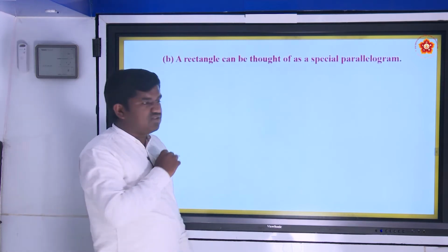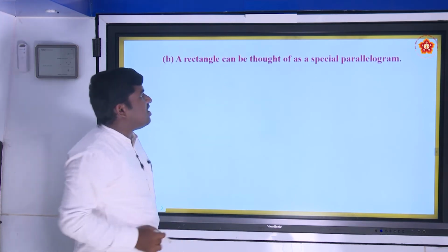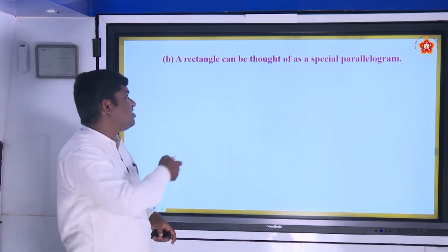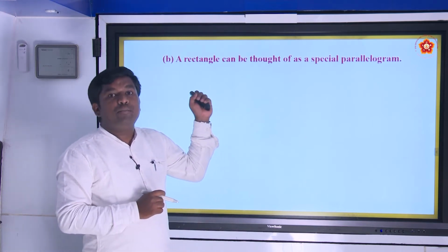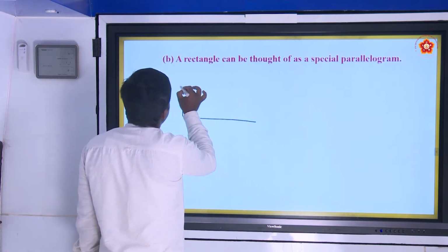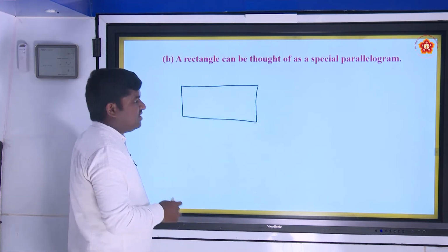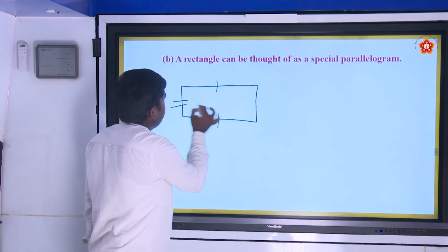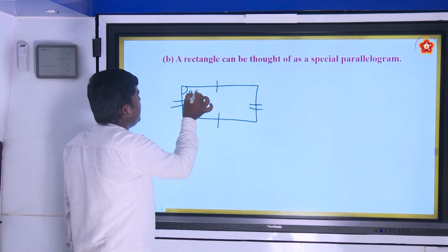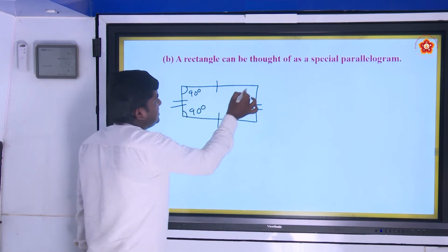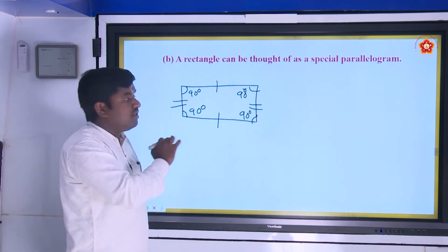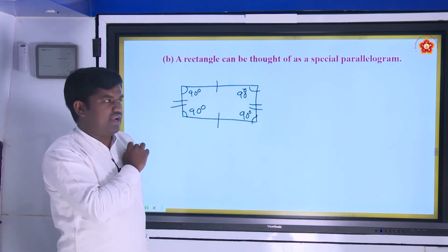Next, second question. A rectangle can be thought of as a special parallelogram. Just now you learned the properties of a rectangle. See the rough sketch of a rectangle. Opposite sides are equal and also parallel. Next, each angle is equal to 90 degrees, and also opposite sides are parallel.